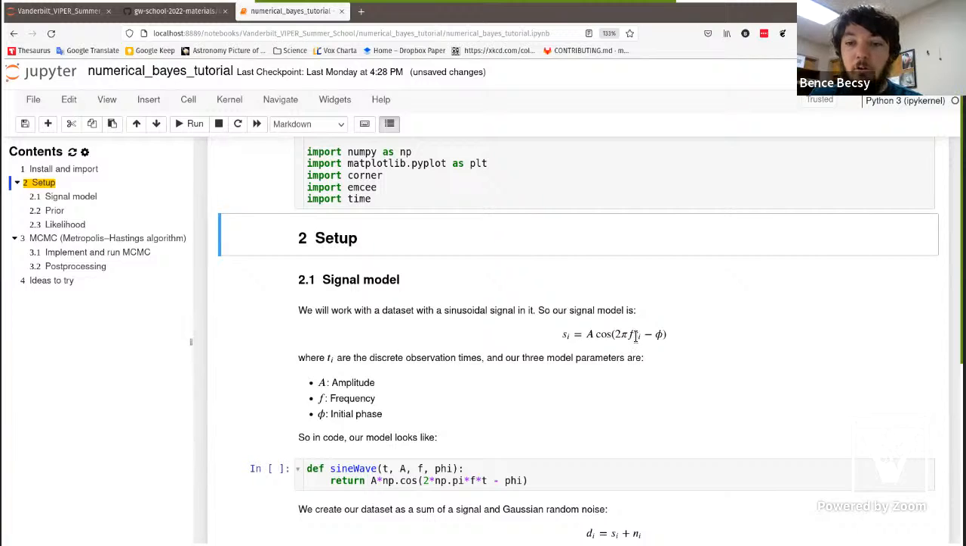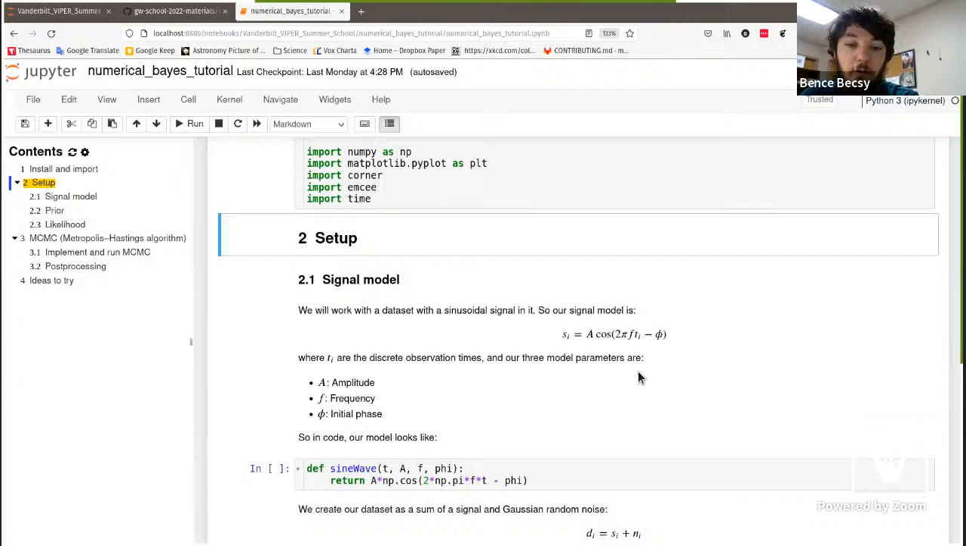So this will be a discretely sampled time series, of course, and then our signal is a discrete time series as well. And you can see that there are three different parameters here. So we have an amplitude, we have a frequency, and we have an initial phase. So those are the three parameters that we will sample over in our MCMC.